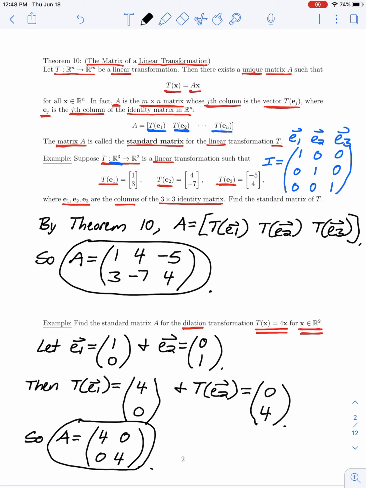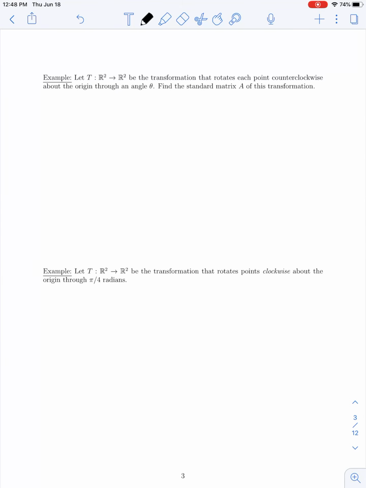Okay, so let's look at some other examples of common linear transformations in the plane, at least. So in our next example, we're considering the transformation T from the real plane to itself. And this is going to be the transformation that rotates each point in the plane counterclockwise about the origin through an angle of theta. And for that transformation, we want to find the standard matrix for that transformation.